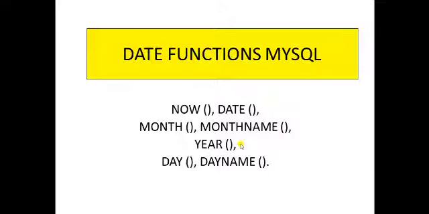Hello everyone. So today we are going to discuss date functions in MySQL. Some examples of date functions are now, monthname, year, date, and dayname. As the name suggests, date functions operate on the date and time data types. The expression they take as a parameter will be a date and time data type, and they operate on these date expressions to extract various parts from the date.